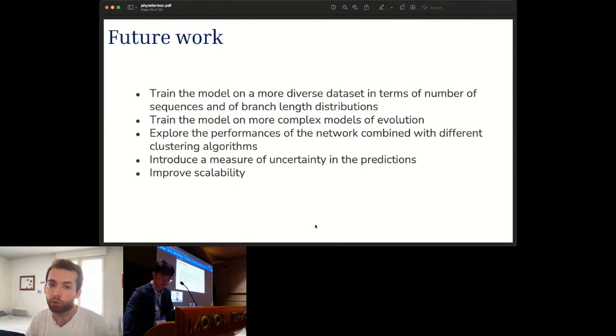Then we will explore the performances of our network combined with different clustering algorithms other than neighbor joining, introduce a measure of uncertainty in the predictions, and further improve scalability.